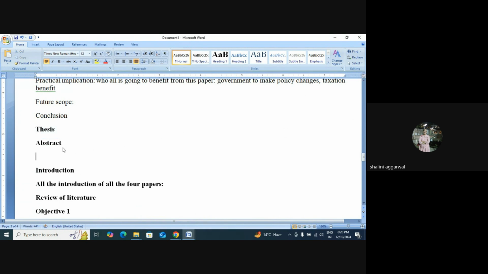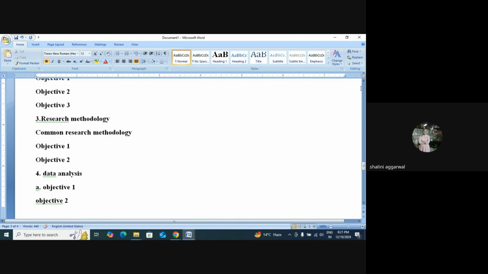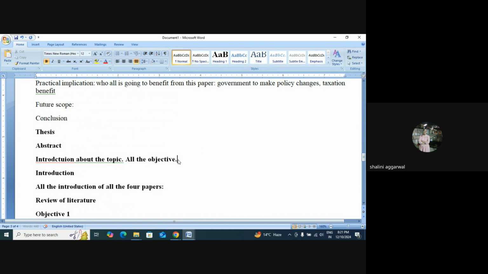Now, you will be giving all the objectives, introduction about the topic. This will be in continuation. Then all the objectives and the research methodology used in brief. This has to be in brief. And what are the main findings of your study? You make a paragraph of this. It becomes the abstract of your thesis.